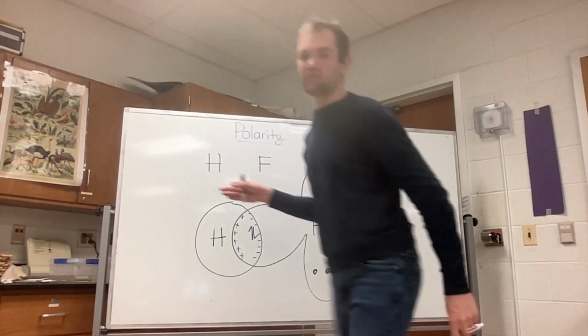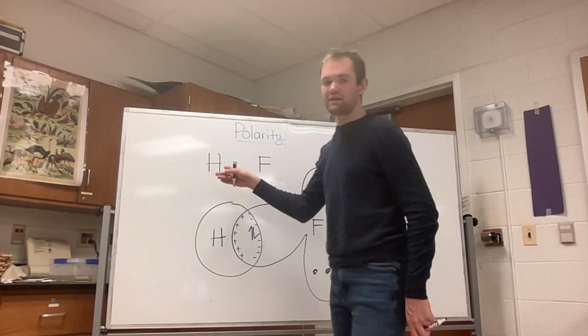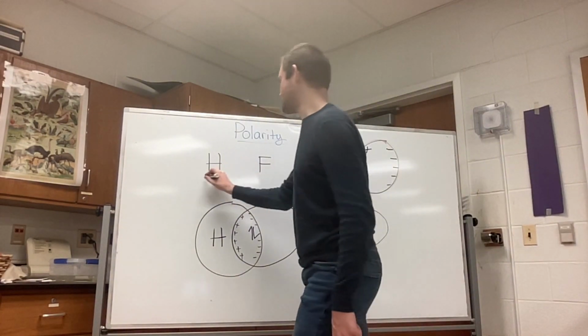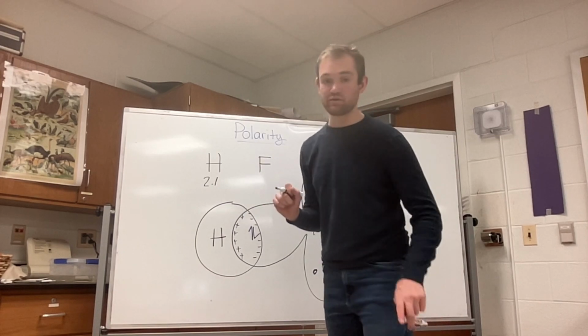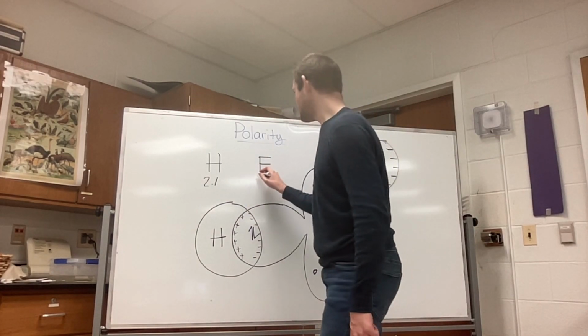So if I have H and F right here, my electronegativity value of H is 2.1, and my electronegativity value of fluorine is 4.